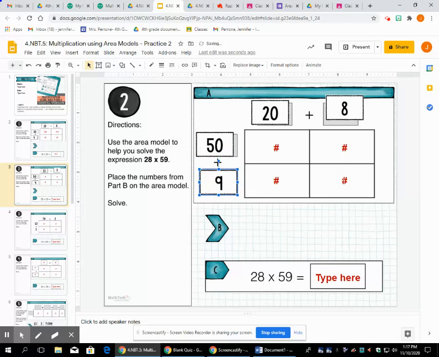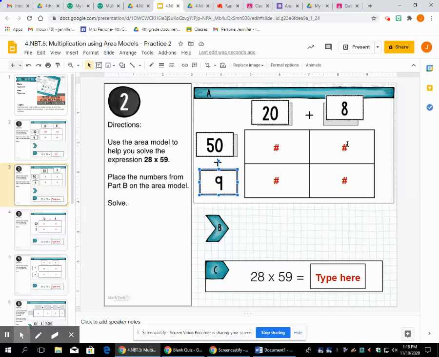Now in these 4 boxes, I'm going to have you pause the video, and I want you to multiply and put the numbers in the correct box. So remember, in this first box, it's going to be 20 times 50. They meet here. Underneath it, it's 20 times 9. Then you're going to move over to the 8. 8 is lined up here.